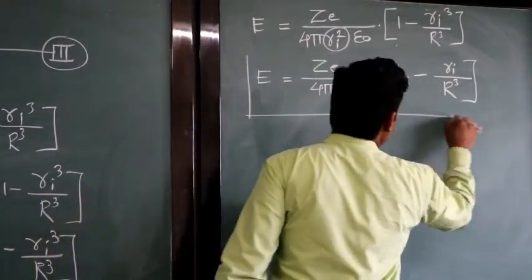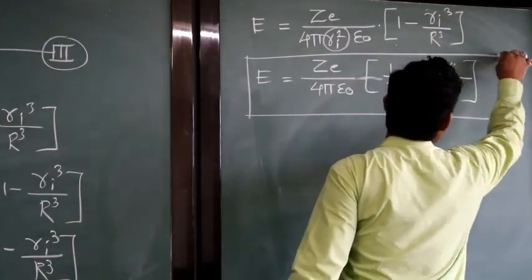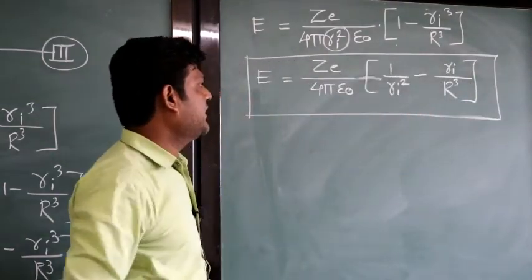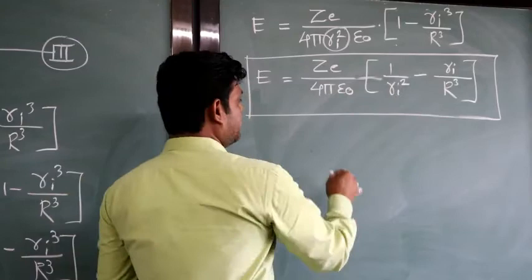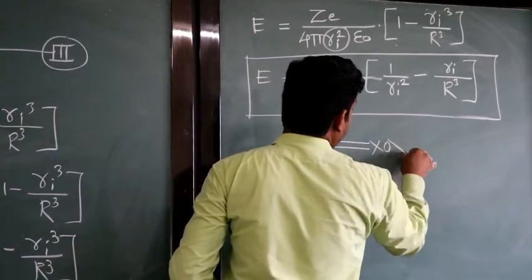So this is the electric field inside the atom at a distance ri. Here your numerical ends.